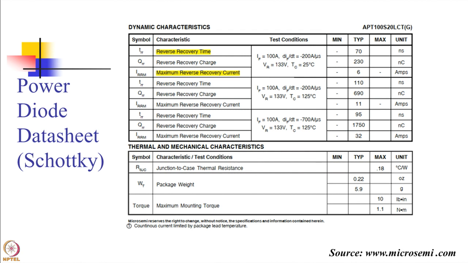of 70 nanoseconds when a forward current of 100 amperes is maintained, and the rate at which the current is varying, dIF by dt, is also given as minus 200 amperes per microsecond. So, look at the really fast slope there. The reverse voltage maximum allowed is 133 volts, and the temperature is given as 25 degrees centigrade. So under these conditions it is given what the reverse recovery time of this device would be. And if you see the third row, it also gives the maximum reverse recovery current, the IRR value that we have involved in our analysis.